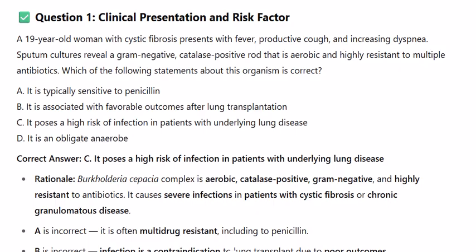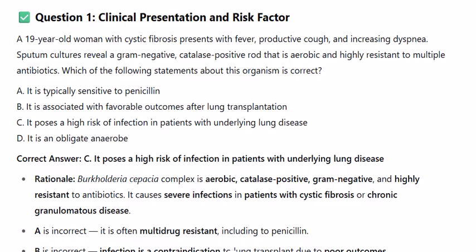A. It is typically sensitive to penicillin. B. It is associated with favorable outcomes after lung transplantation. C. It poses a high risk of infection in patients with underlying lung disease. D. It is an obligate anaerobe.